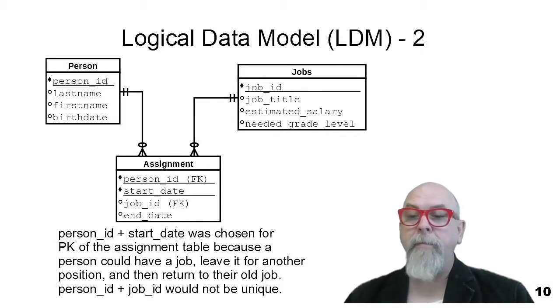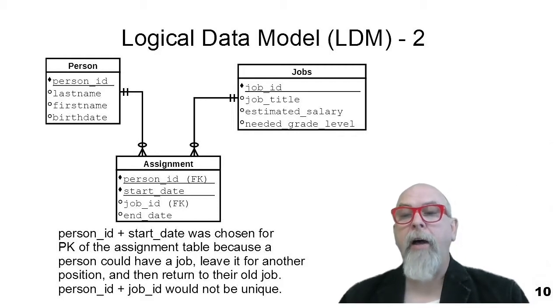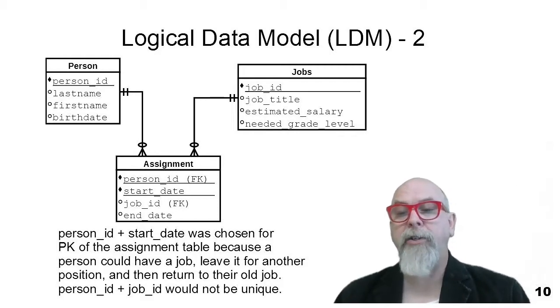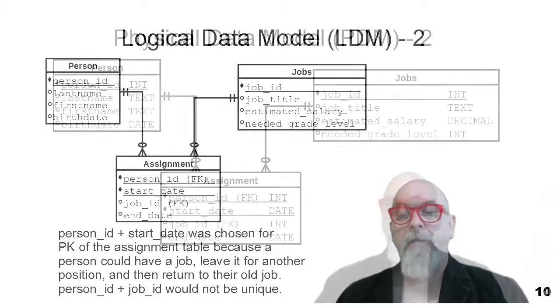The end date may be null because what if a person currently has that job? Well, then they wouldn't have an end date, would they? So end date couldn't be used for the primary key. I guess you could have concatenated person ID, start date, and job ID, but that's more than really necessary. Or you could have assigned a surrogate key to the assignment table, assignment 1, assignment 2, assignment 3, and not concatenated the key. But you can see here is the example of a logical data model that will answer the client's questions and eliminate the many-to-many relationships, and we've now identified all of our keys.